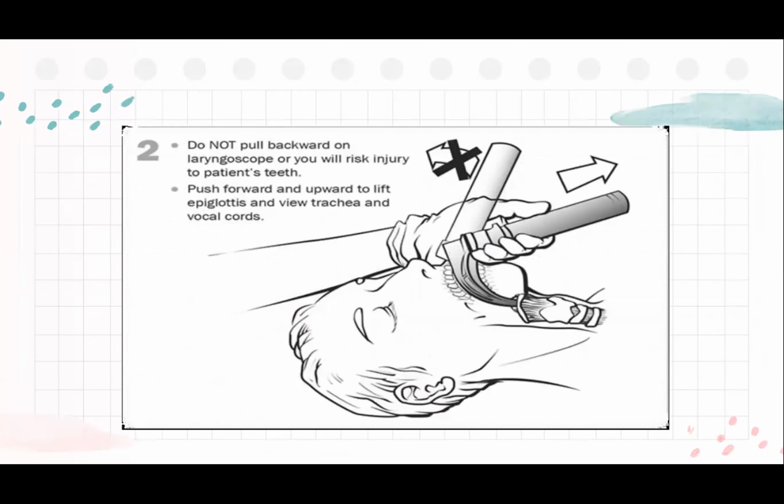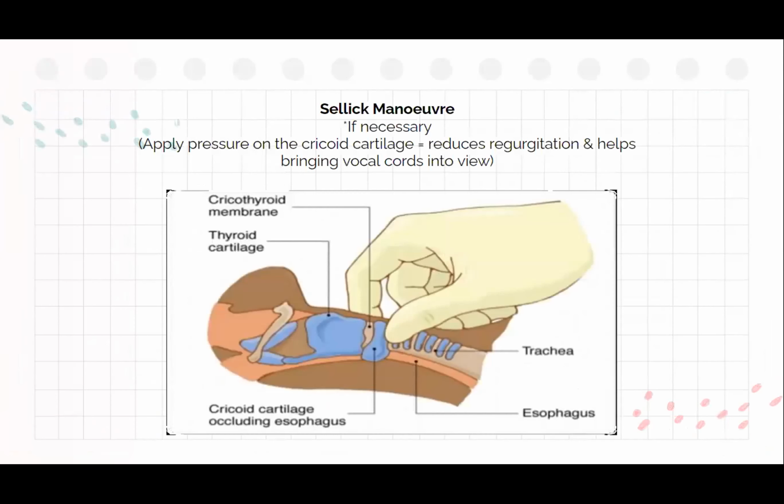Okay, the next one, after you have inserted the laryngoscope, you have to adjust it by pushing forward and upward to lift the epiglottis and view the trachea and vocal cords. But please don't pull it backward because it risks injury to the patient's teeth. And then if necessary, you can perform the Sellick maneuver, where you apply pressure on the cricoid cartilage to reduce regurgitation and help bring the vocal cords into view, as you can see in the picture.